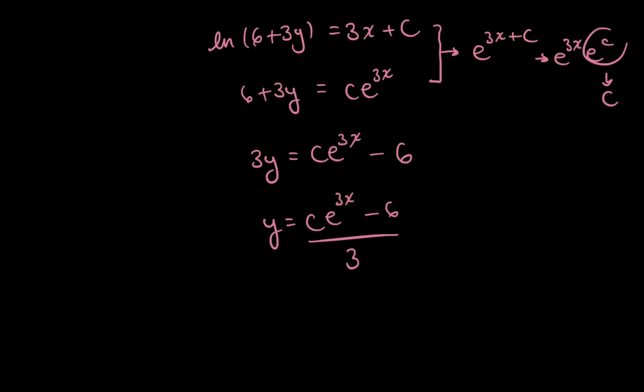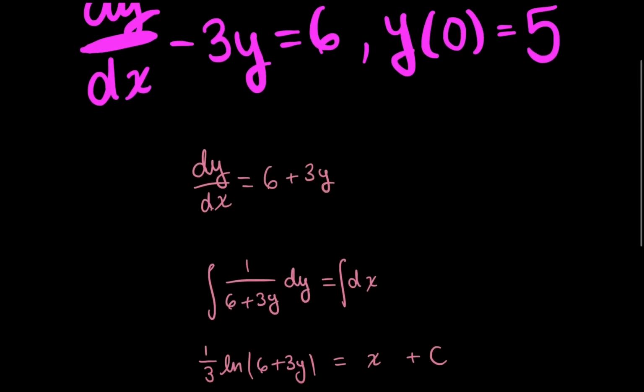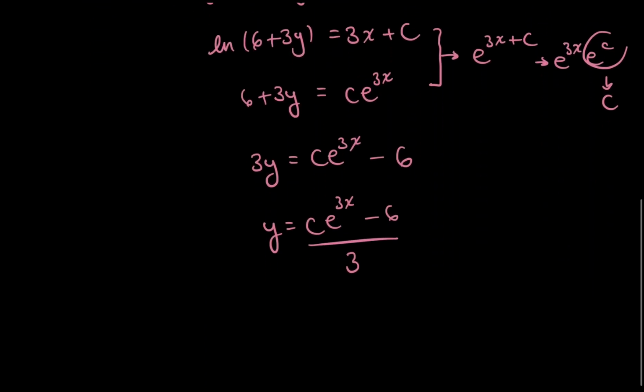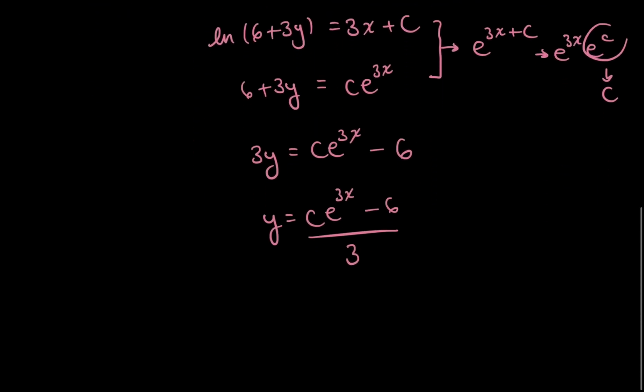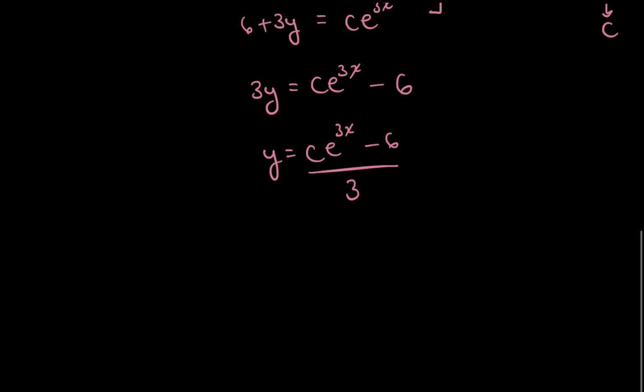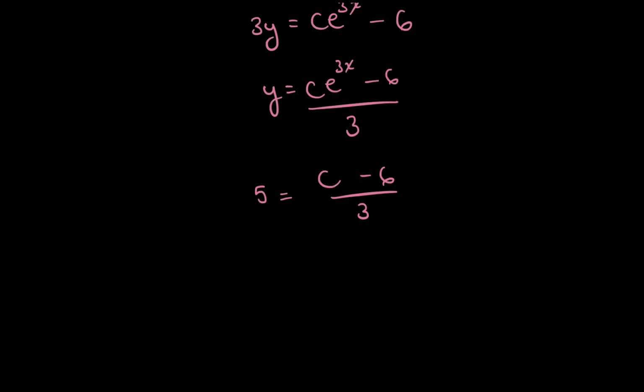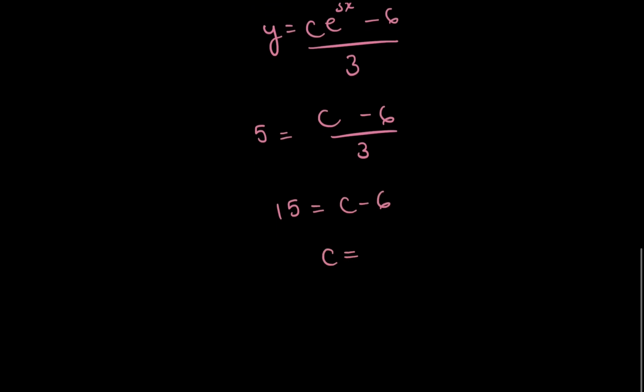Now that I have my solution, it's not the specific solution because I have my initial value problem that I did not apply yet, and my initial value condition tells me that y is equal to 5 when x is equal to 0. So by plugging that in, I have 5 is equal to c e to the power of 0, which is just 1, minus 6, over 3. Now doing some algebra, multiplying 3 by both sides, I get 15 is equal to c minus 6. So that tells me that c is just equal to 21.